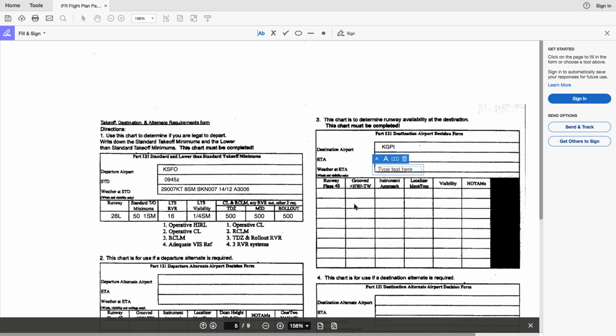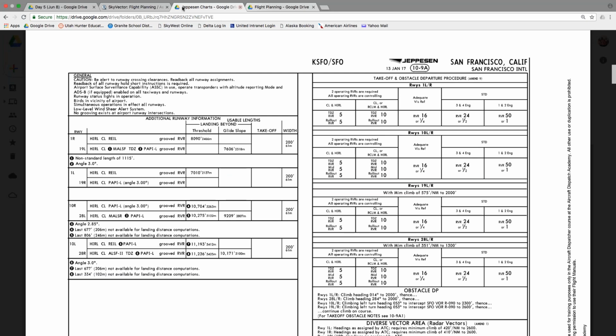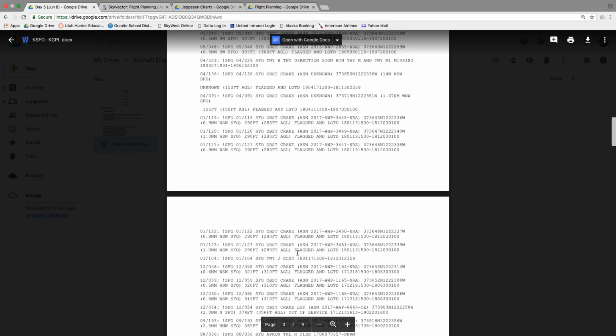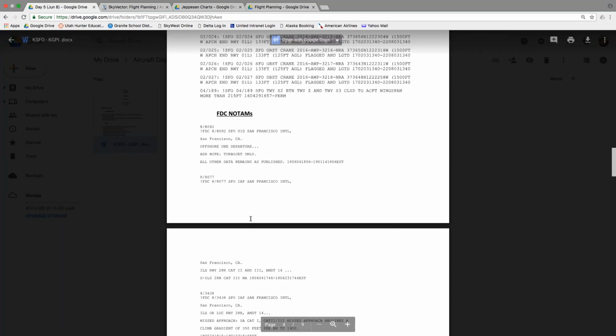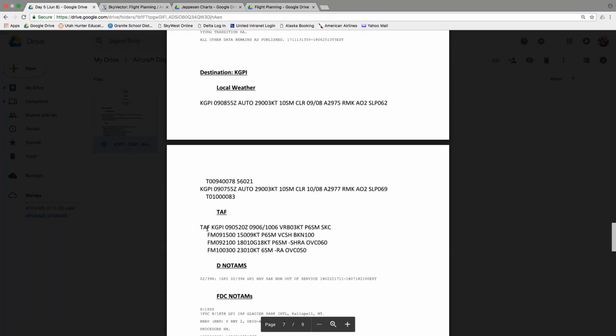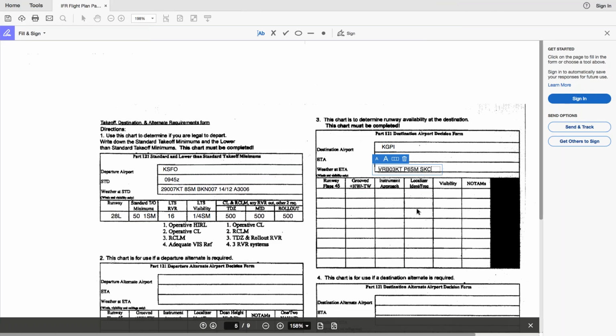Weather at ETA. Let's go over here to our route briefing guide. We're going to take the TAF and that's what we're going to paste in there.